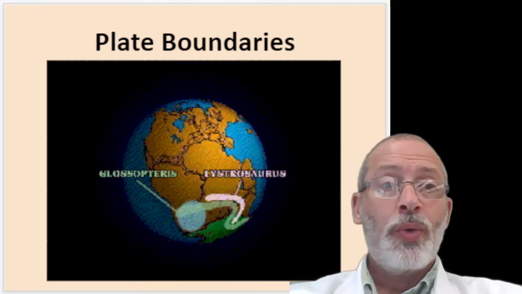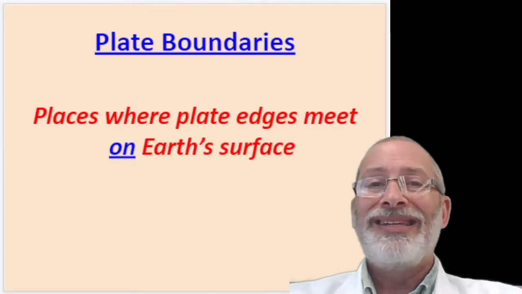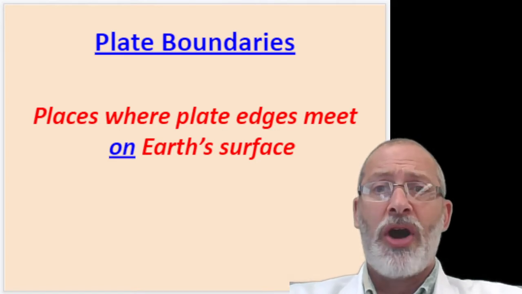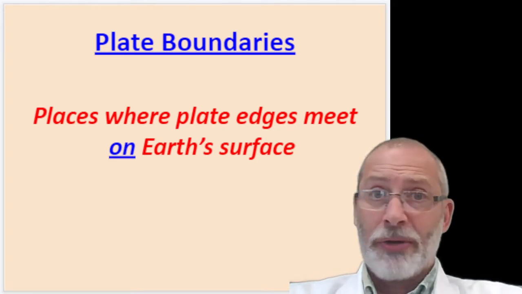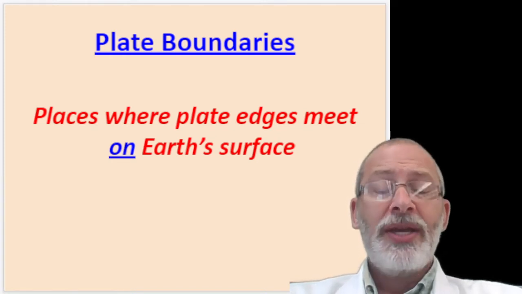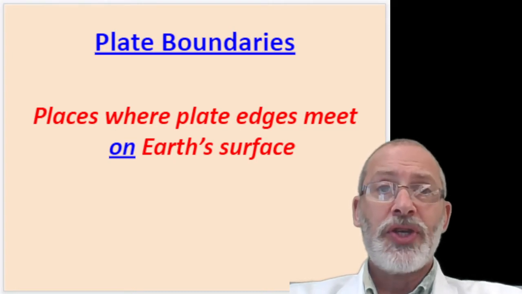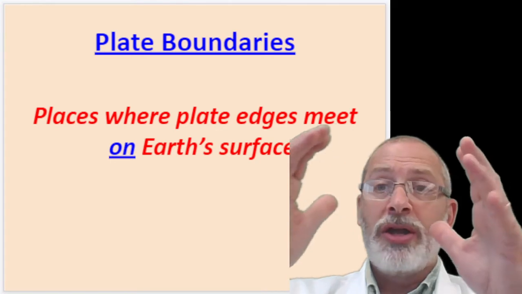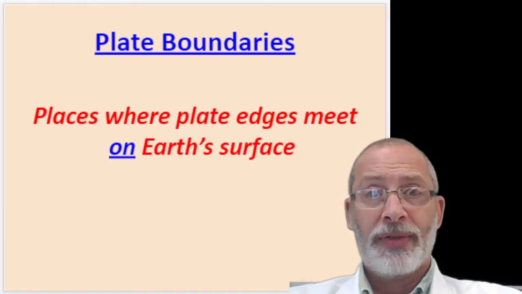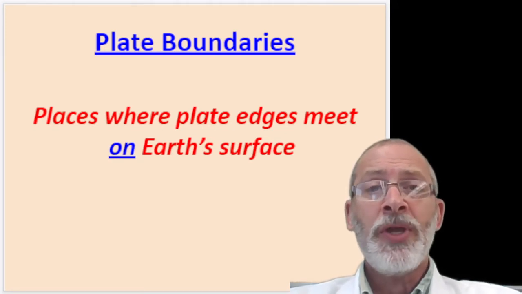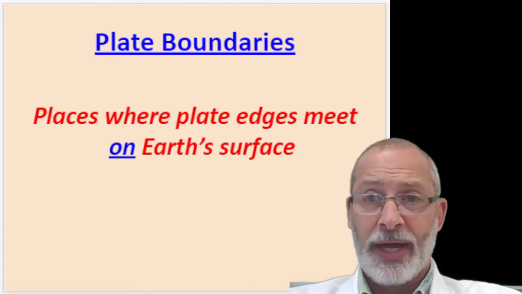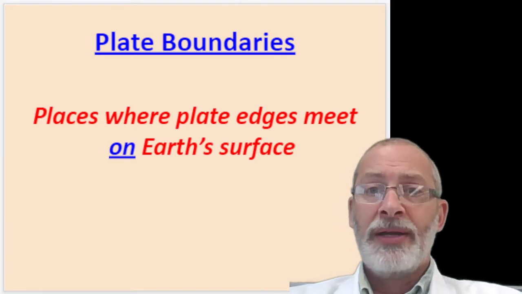But let's continue with the different kinds of plate boundaries. More specifically, plate boundaries are the places around the world where plate edges meet on Earth's surface. And remember, we are talking about just the surface of the Earth. This doesn't extend all the way to the core, to be sure. But the plate boundaries are those places where the plate edges, and we mentioned those various plates yesterday, meet on the Earth's surface.